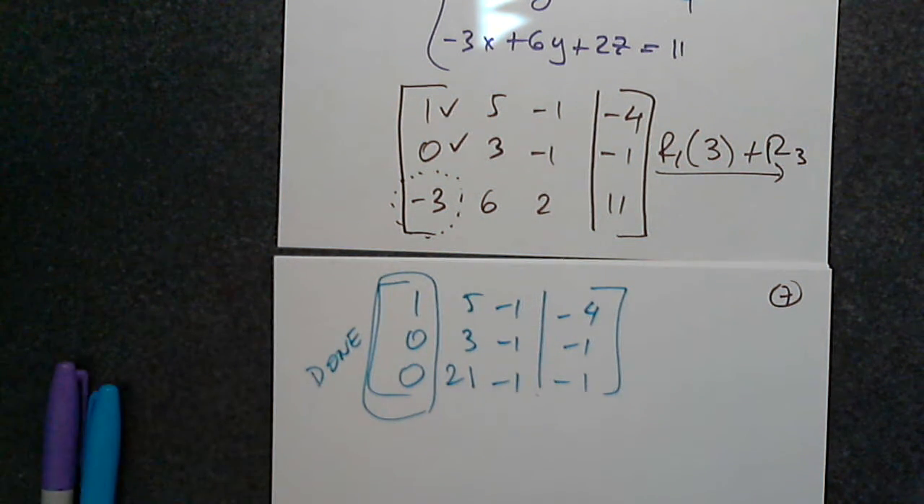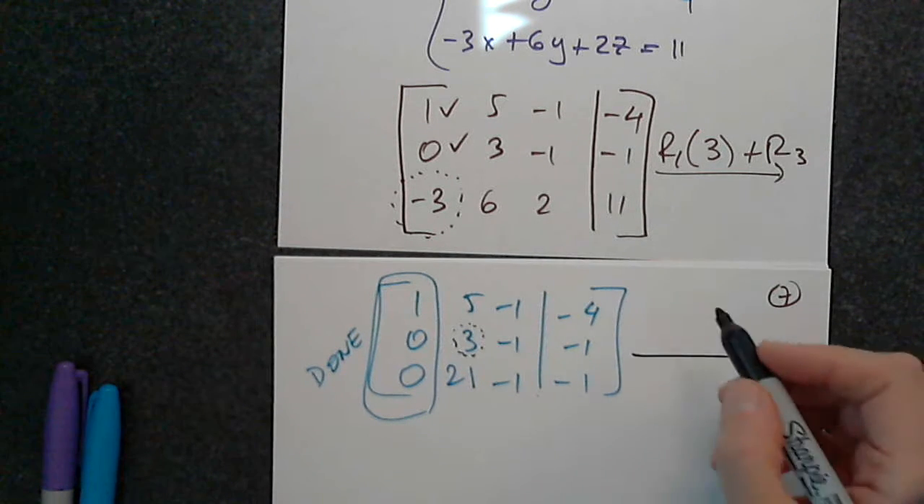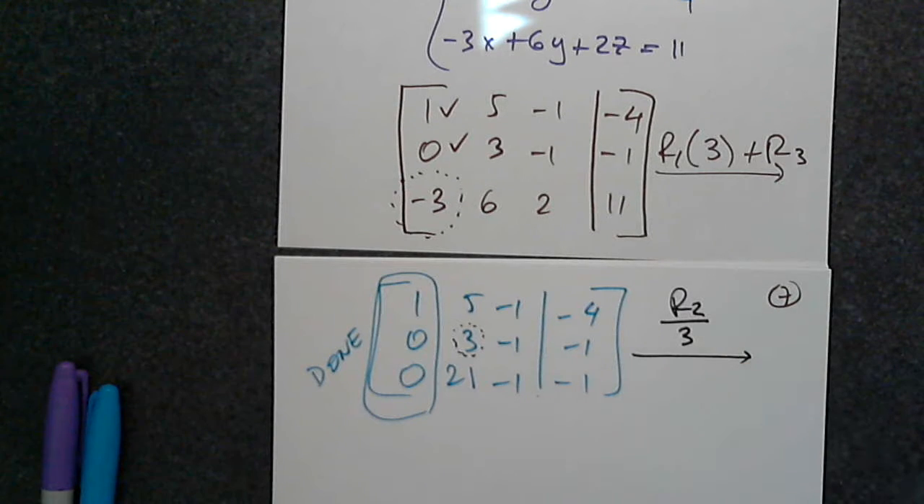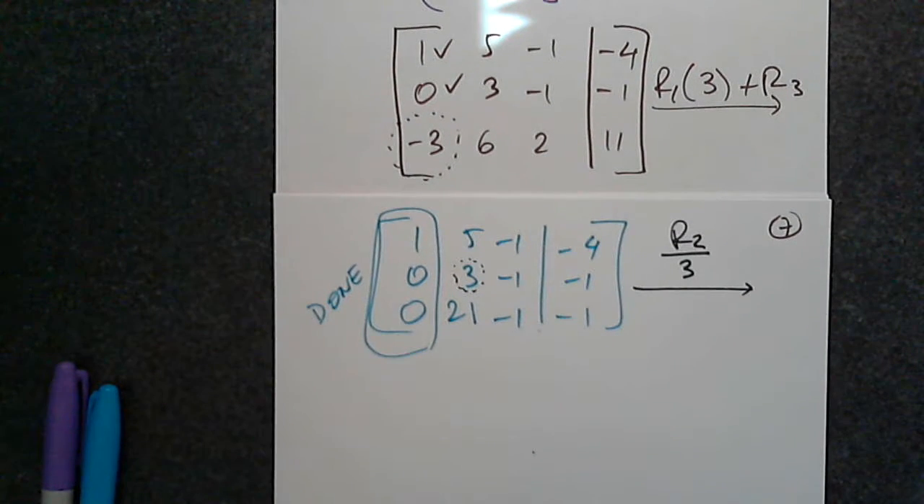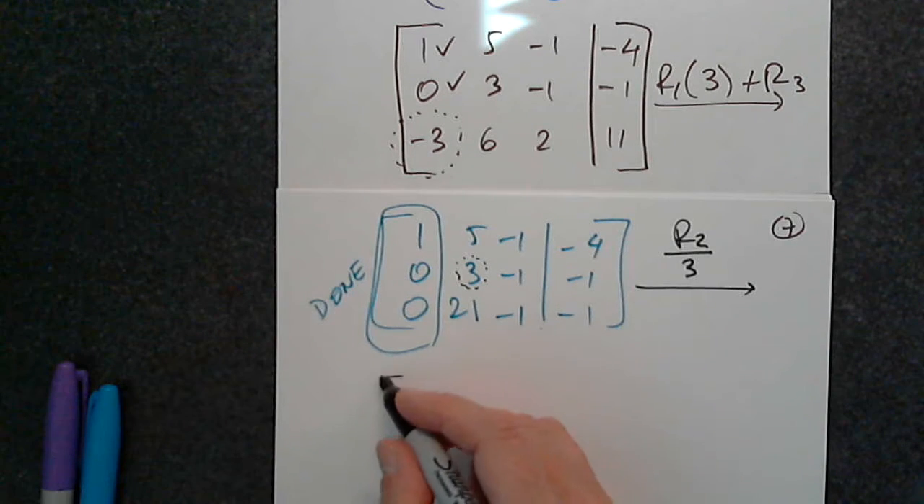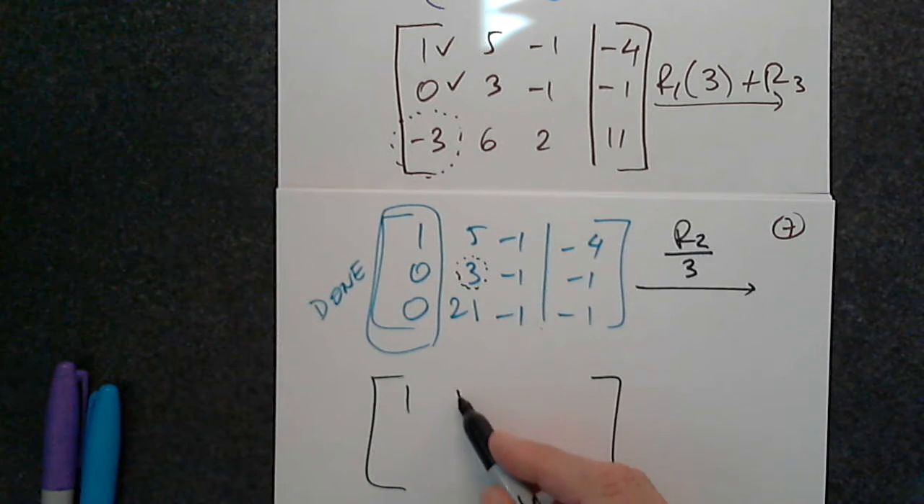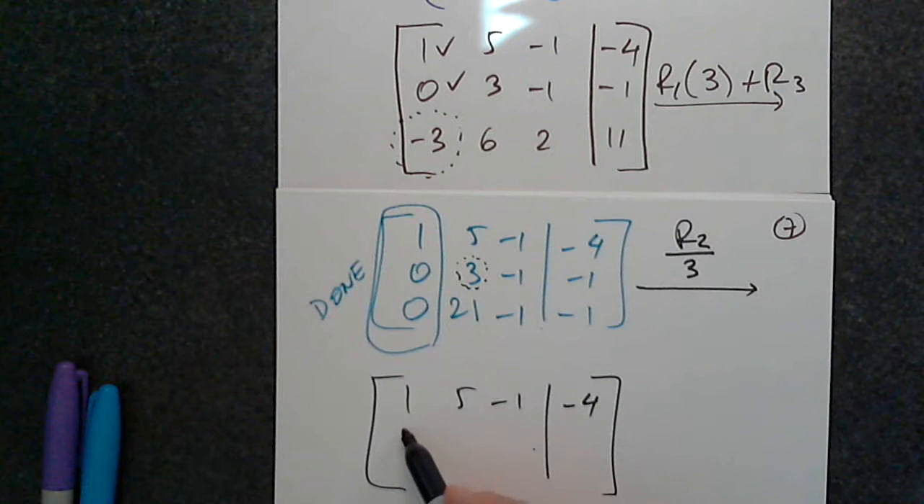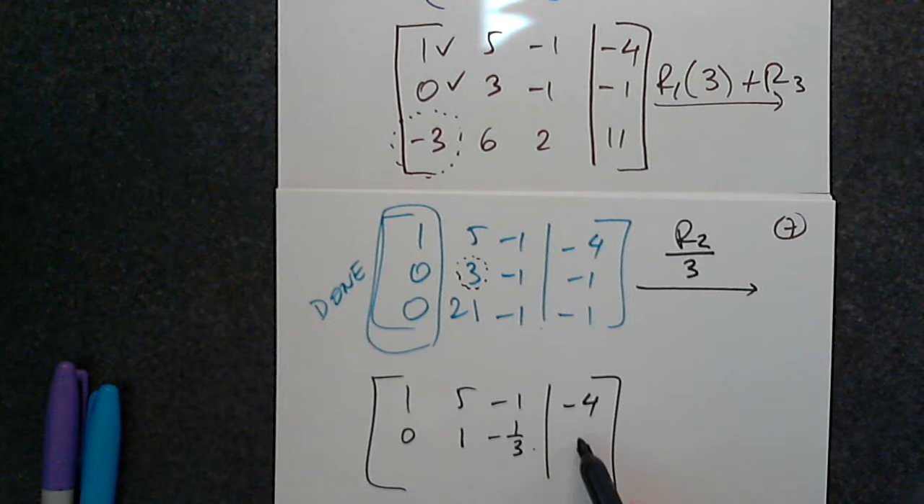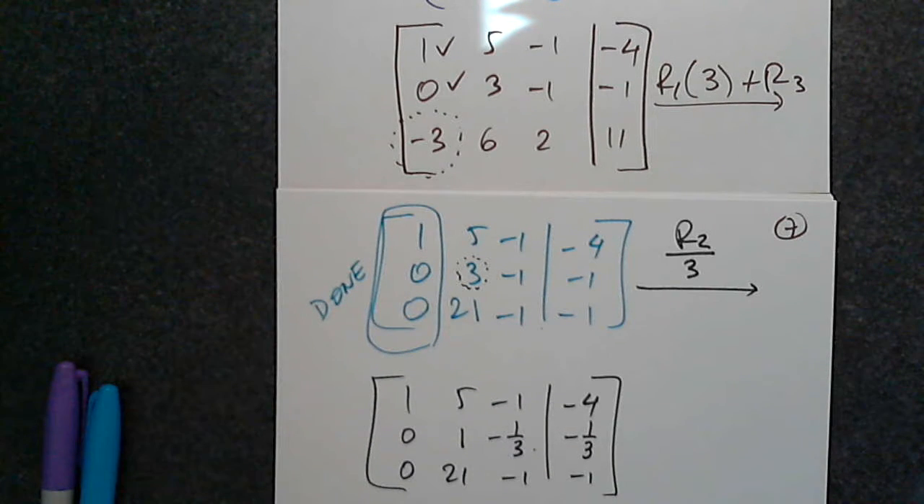Our focus is here now. What do I have to have in the middle in order to be able to continue the method? A 1. I have to have a 1. Unfortunately, I have to divide row 2 by 3, although the row is not divisible by 3, but I have no choice. So copy 1, 5, negative 1, negative 4, 0, 1, negative 1/3, negative 1/3, and 0, 21, negative 1, negative 1.